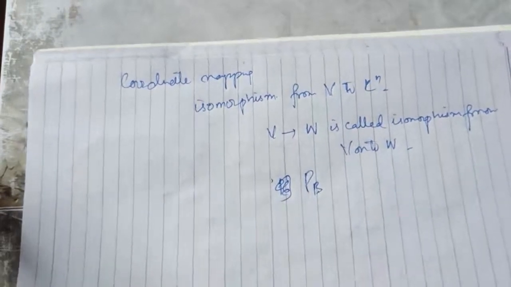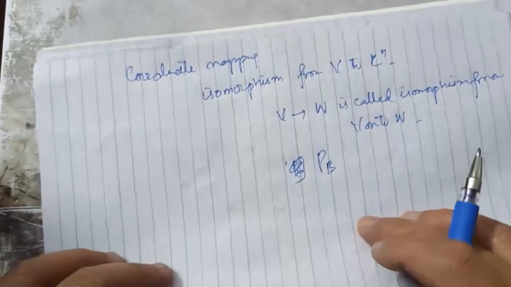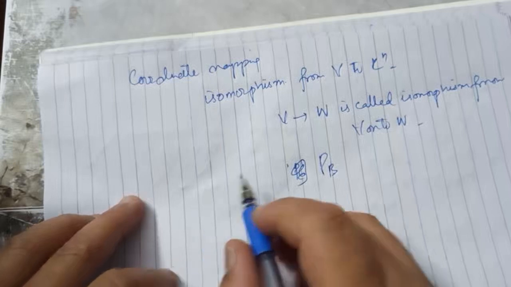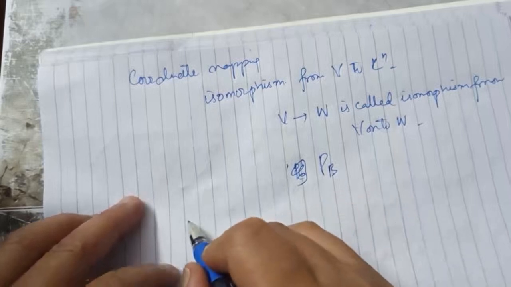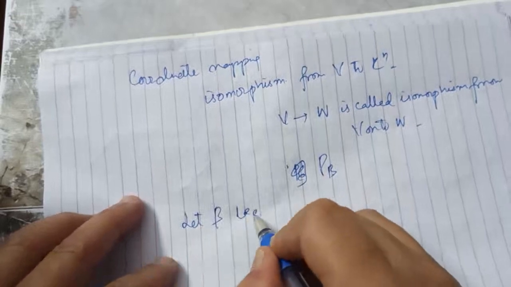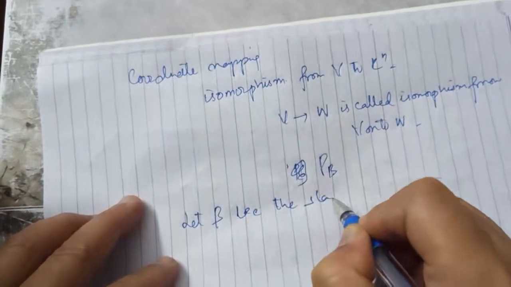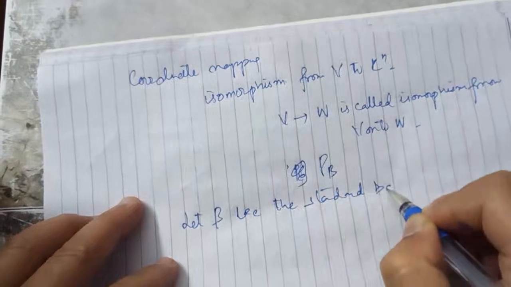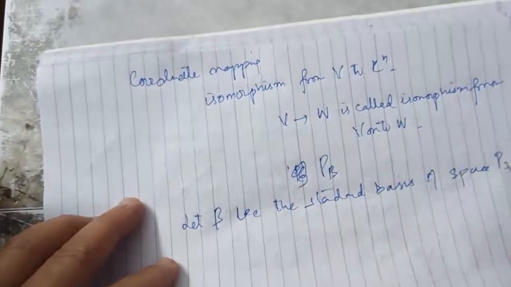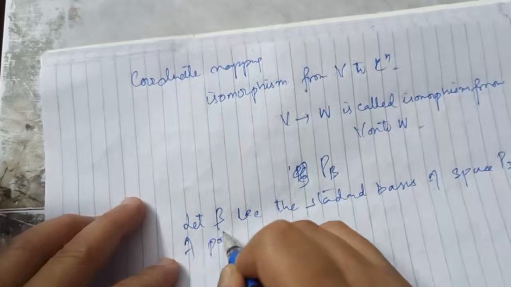Now say for example, one example is the polynomial space. Let B be the standard basis of the space P3 of polynomials.